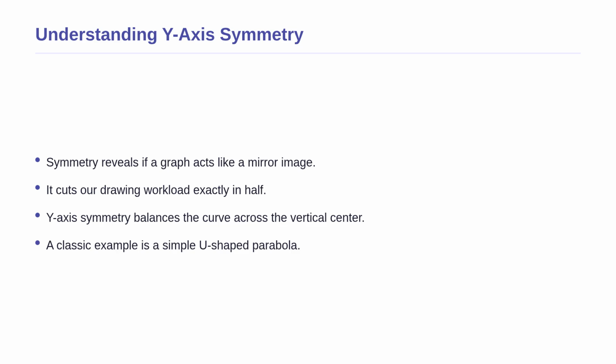Before we look at the exact equations, let us understand our first major landmark: symmetry. Why do we care about symmetry? Because it tells us if the graph acts like a mirror image of itself, which literally saves us half the work. If we know the right side of the graph, symmetry allows us to just copy it over to the left. The first type is y-axis symmetry. This means the curve is perfectly balanced across the vertical center line, like a U-shaped parabola.